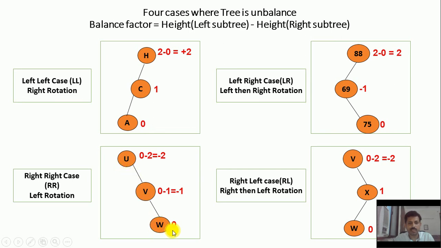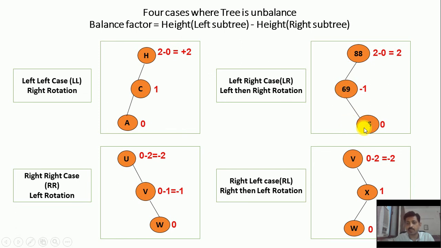Here again we have computed the balance factor. The balance factor for node U is -2, so we have to perform a left rotation. For a negative number we have to perform left rotation here. Case 3 is the left right case. You can see that here 69 is the left child of 88 and 75 is the right child of 69. So this is the left right case where the tree is unbalanced.